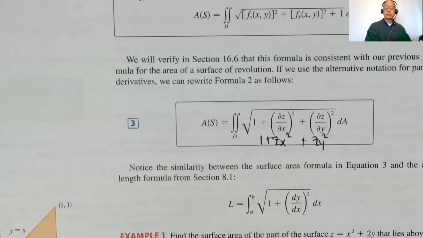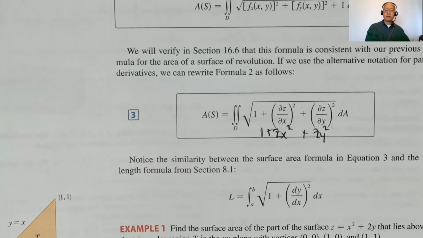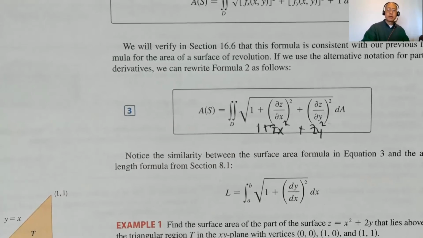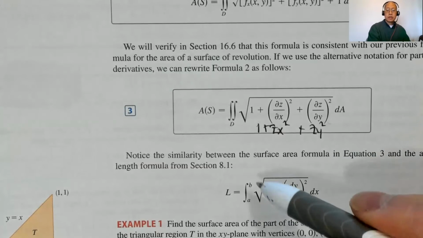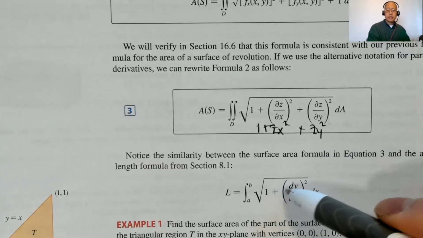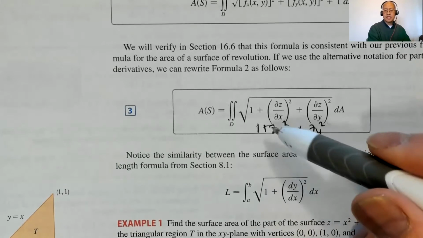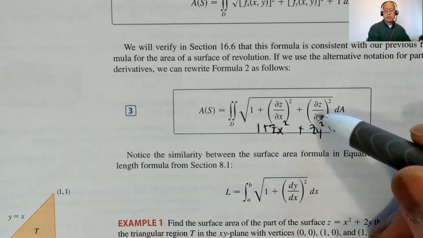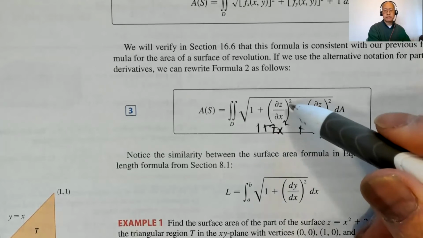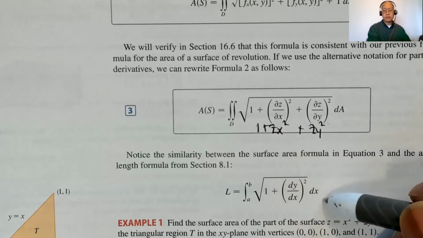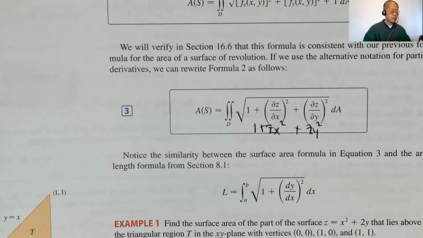And a side note, you notice the similarity with the arc length formula. The arc length formula in Calc 2 was the integral of the square root of 1 plus (dy/dx) squared dx. Okay, so here you have (dz/dx) squared and (dz/dy) squared, or actually the partial of z with respect to x and partial of z with respect to y squared. Notice the similarity there. Okay, so that's basically it. You're just integrating stuff that looks like this. So this one's not too bad.